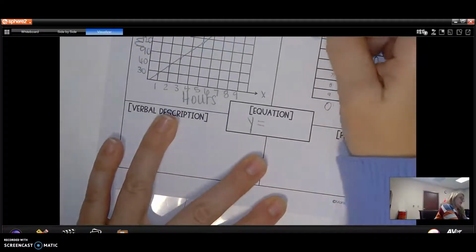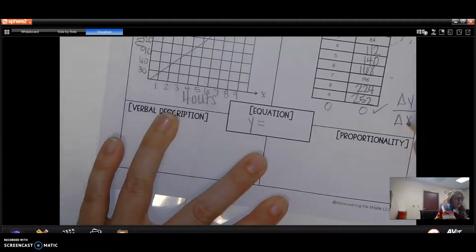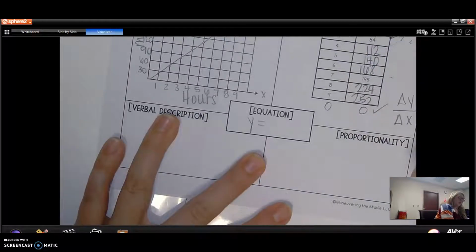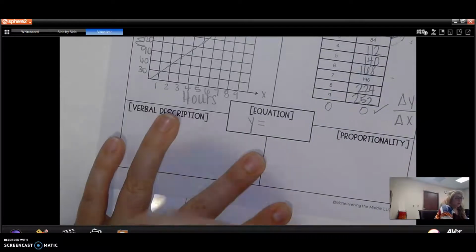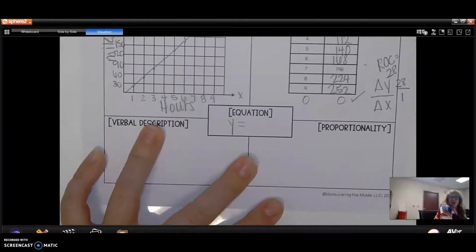Okay, so let's talk about the rate of change. Let's go back and look at the graph. For rate of change, it's going to be my change in Y over my change in X. To get from 28 to 56, we added 28. And to get from 1 to 2, we added 1. So my change in Y is 28 over my change in X, which was 1, which makes my rate of change equal 28. Oops, sorry, I didn't move it over again.